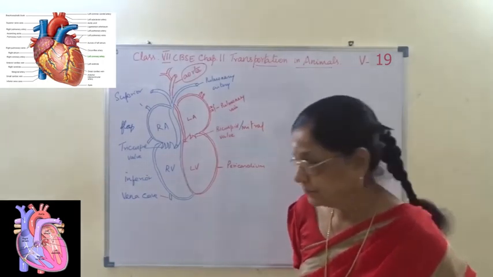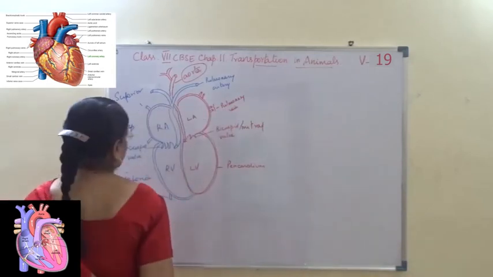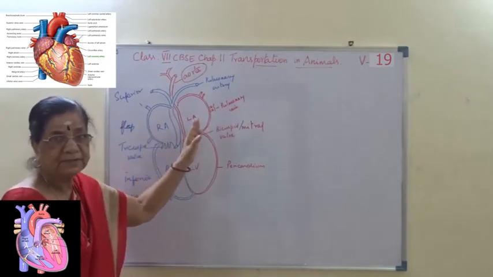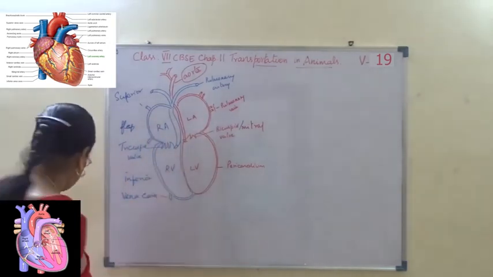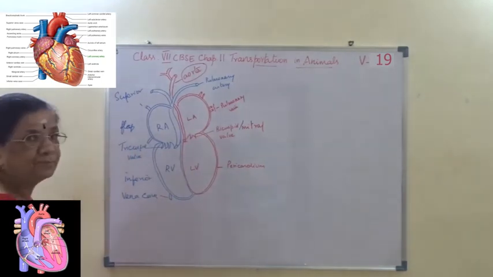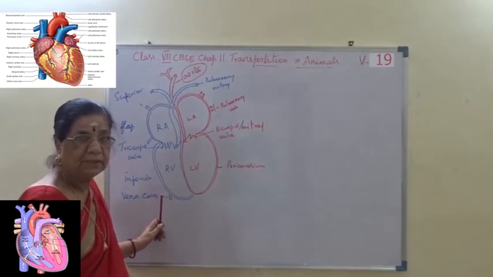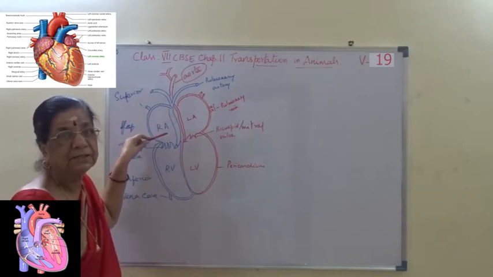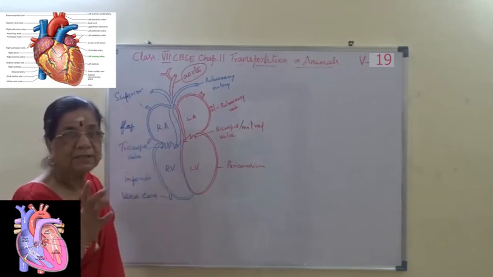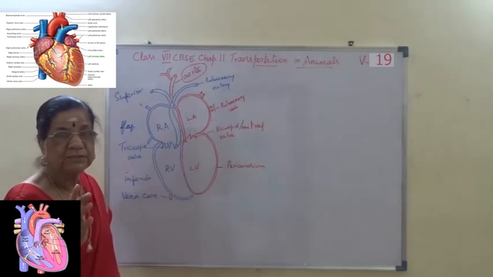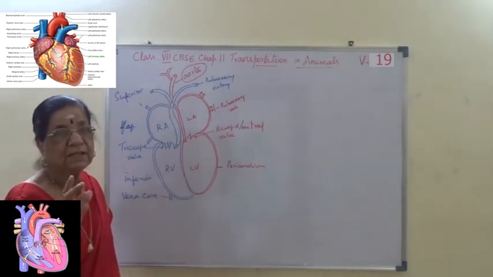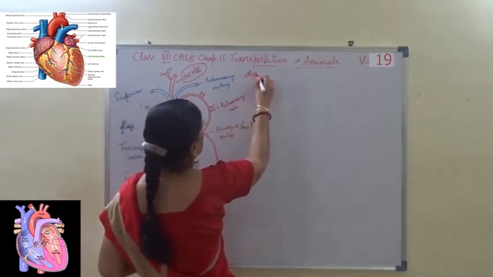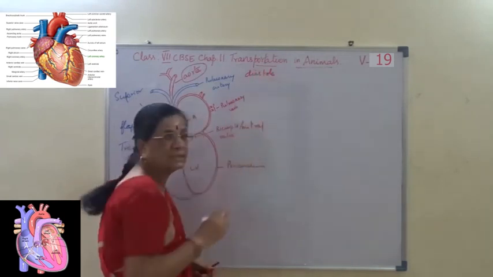I hope you understand. So now understand this. This is the right atrium, left atrium. Now I am telling you the working of the heart. Through the inferior vena cava and superior vena cava, blood reaches the right atrium. At that time the right atrium is full. It is in a relaxed condition, and that condition is called diastole.